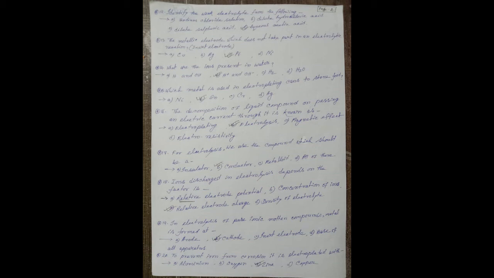Next question: what are the ions present in molten aluminium oxide, that is Al2O3? Option A, Al2 plus and O3 minus. Option B, Al2 minus and O3 plus. Option C, Al3 plus and O2 minus. Option D, Al3 minus and O2 plus. Answer option C, Al3 plus and O2 minus.